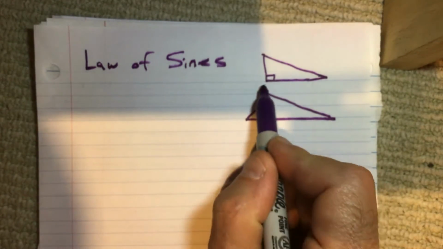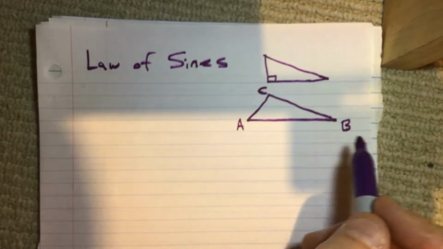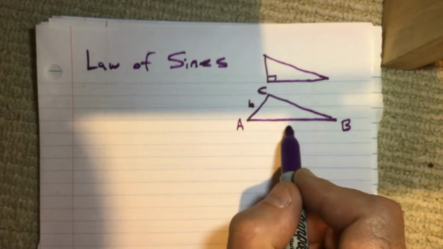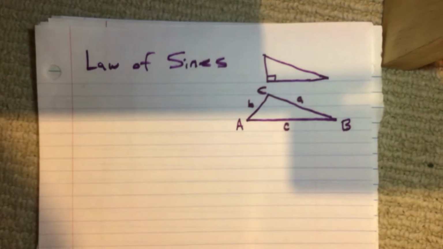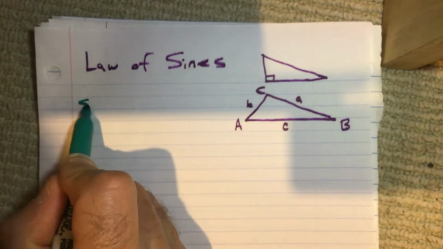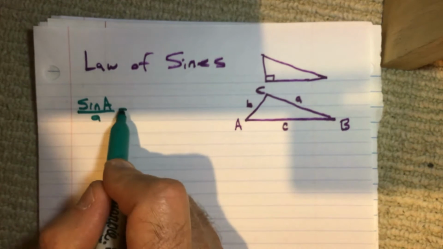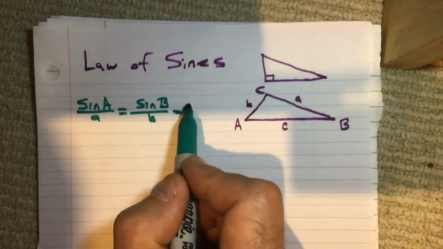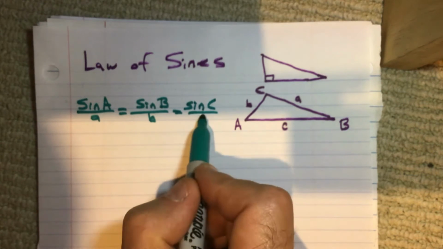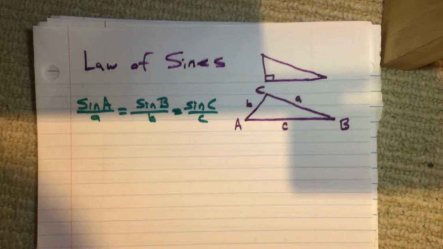This is little c, and big C and big A and big B. So the opposite side from this angle would be little b, little c, and little a, opposite from the angle. And so the law of sines, simply stated, is that any one of these ratios, sine of angle A over side a is equal to the sine of angle B over side b, and the sine of angle C over side c. Any one of these ratios can be used, or any pair of these ratios can be used together.